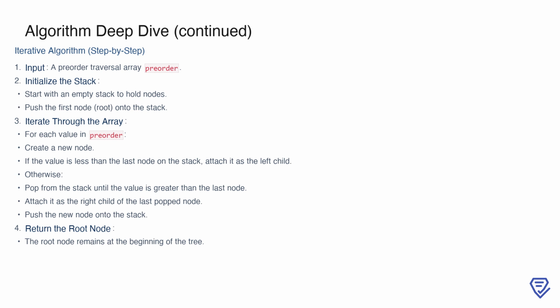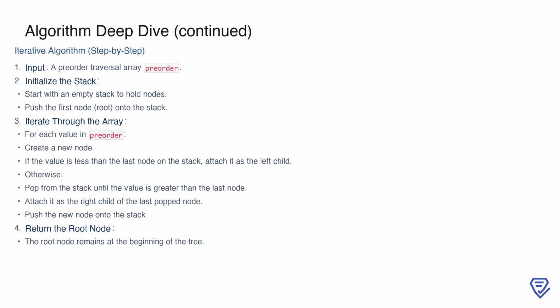Like the recursive method, it starts with the preorder traversal array as input. Instead of relying on recursion, we use a stack to keep track of nodes that are being processed. First, we initialize the stack, pushing the root node created from the first element of the traversal.